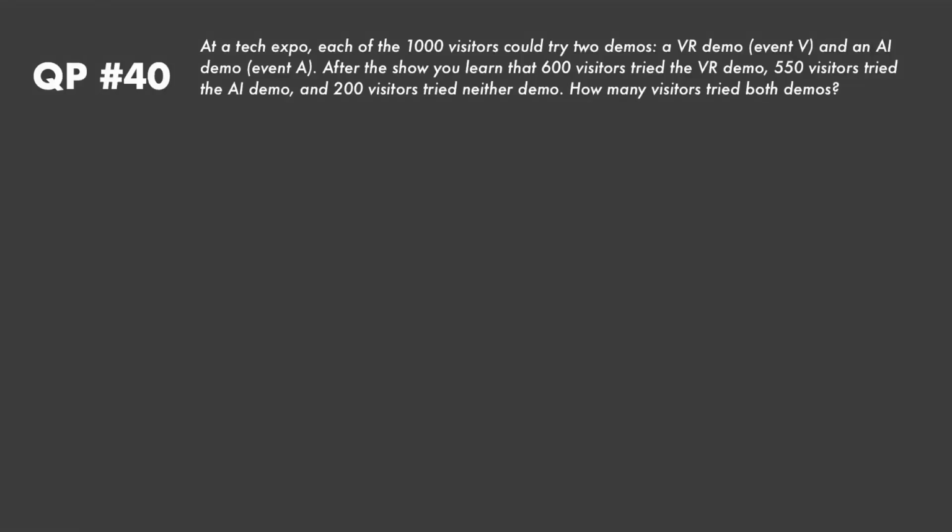Hello everyone, today let's take a look at Quantibuzz number 40, a super simple sets question. So we're at a tech expo and we have 1,000 visitors who could try either of two demos, a VR and an AI demo. And it tells us that 600 tried the VR, 550 tried the AI, and 200 visitors tried neither. So it's asking us how many tried both.